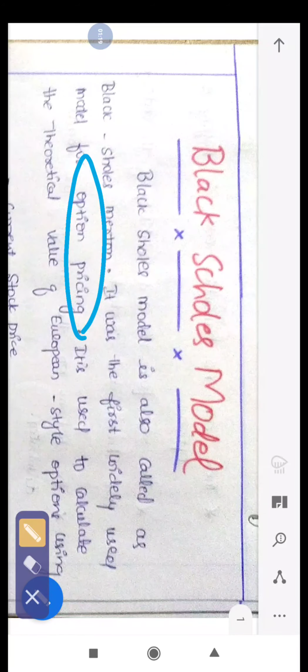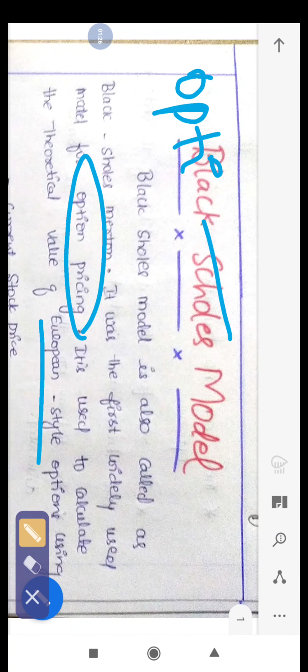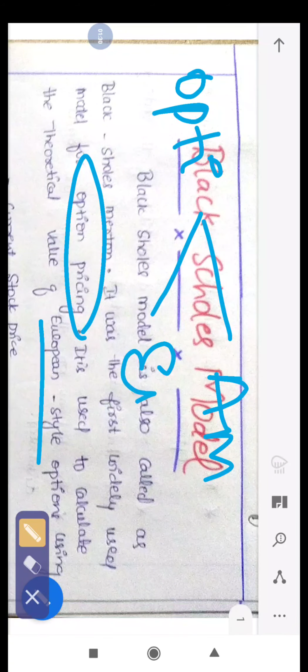And one more important thing here: options are carried out in two styles. One is American, another is European. What is the difference between the American and European style? In the American style of option, we can exercise, purchase or sell the option in the whole life of the option, that is, before the expiry date.